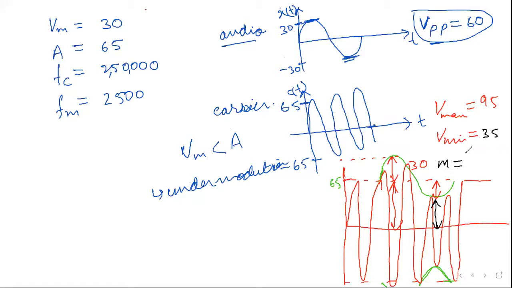So here, what was the formula? Yesterday we calculated it as Vmax minus Vmin by Vmax plus Vmin. So by putting the values here, you can calculate the modulation index. Now this much we have done. The next part is you have to find out the carrier and audio frequencies. Carrier and audio frequency we have already found out.